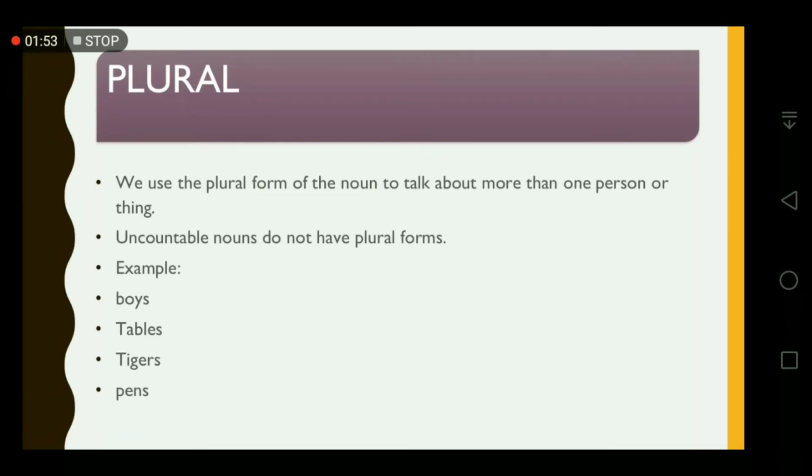Clear? One point is that uncountable nouns do not have plural forms, like water, salt, oil. They do not have plural forms. We cannot say salts. We cannot say waters. We only say oil, water, salt. Clear? Uncountable nouns do not have plural forms.